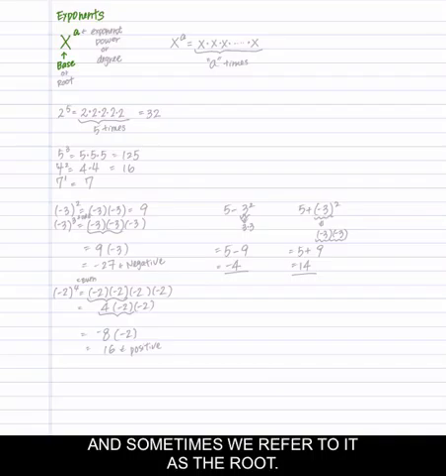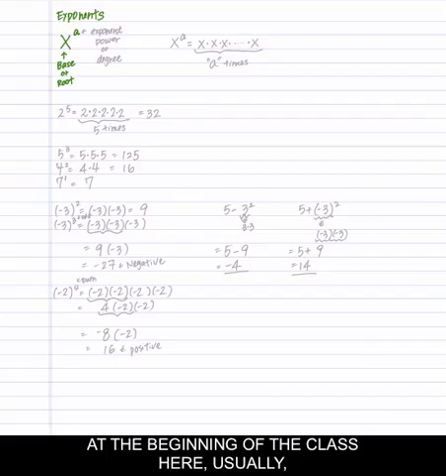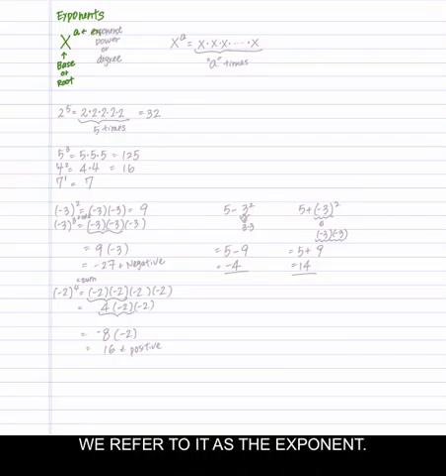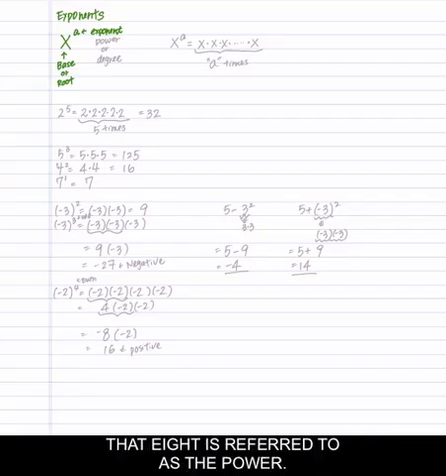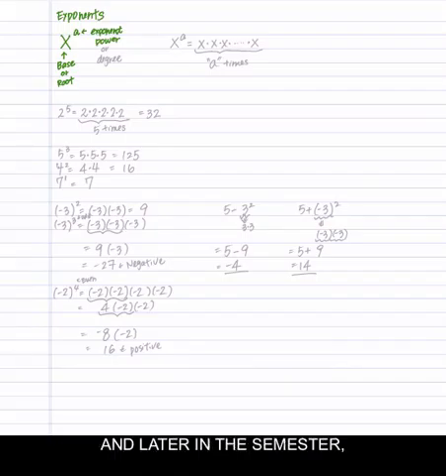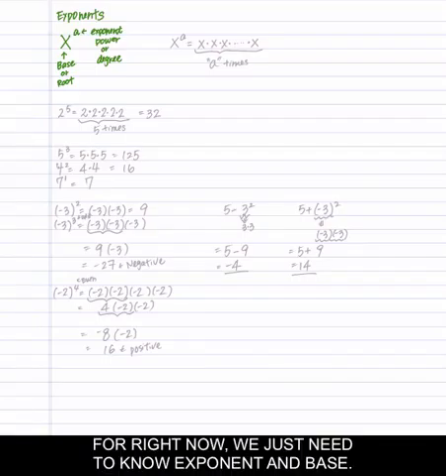and sometimes we'll refer to it as the root. At the beginning of the class here, usually we call it the base. Now the superscript up here, or the a, we refer to as the exponent. Sometimes, when we're dealing with radicals and things, that a is referred to as the power. And later in the semester, we will run into something called polynomials, and a will be called the degree. For right now, we just need to know exponent and base.